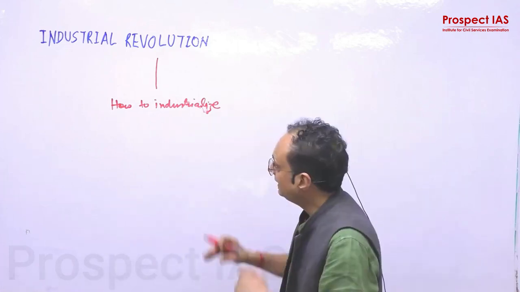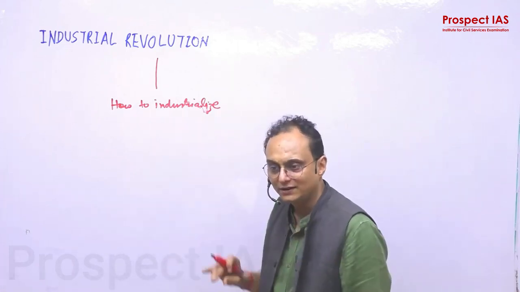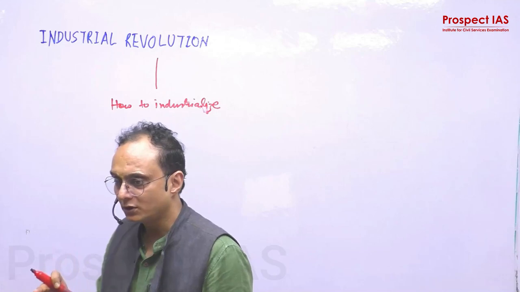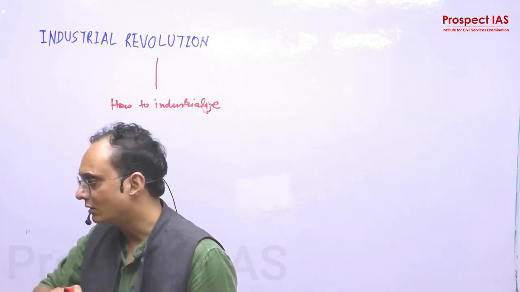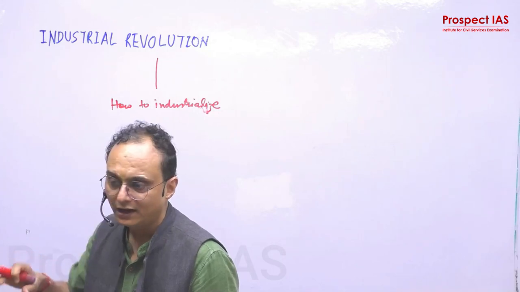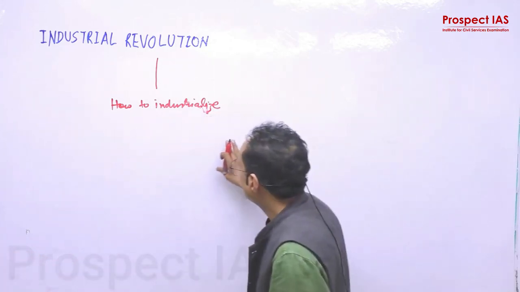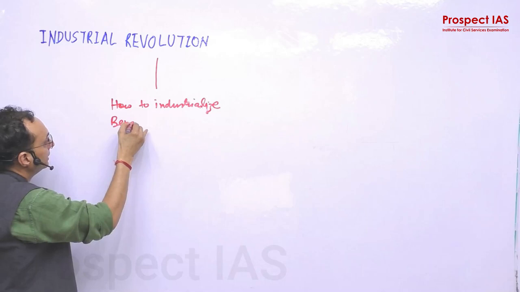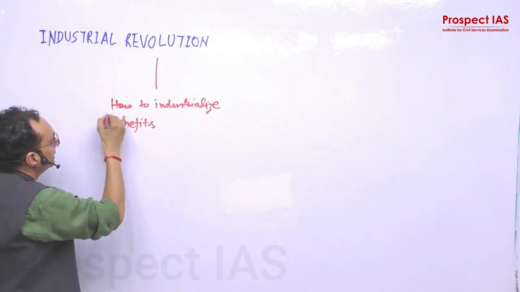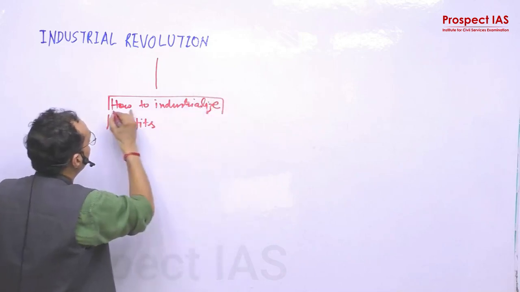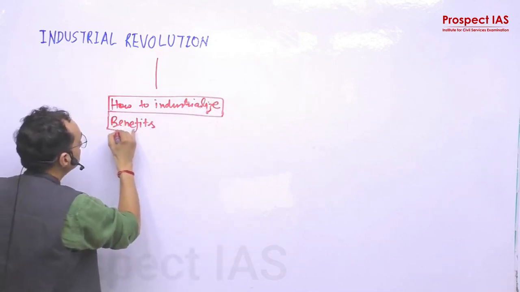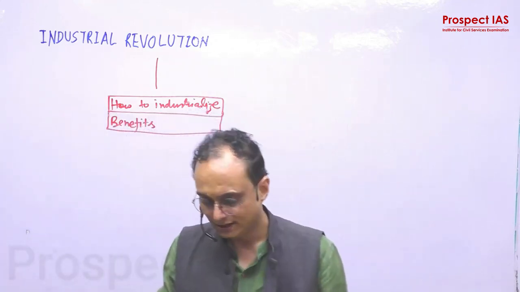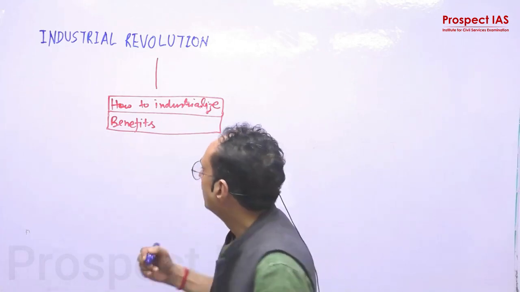Why? Because England broke the mode of production that we discussed in yesterday's class. It was a transformation which was quite beneficial to in fact all the aspects and the spheres of the industry as well as of the society. So number one, how to industrialize, and benefits. What are the benefits of industrialization? Both the elements attracted other countries to somehow start or initiate industrial revolutions in their respective countries.